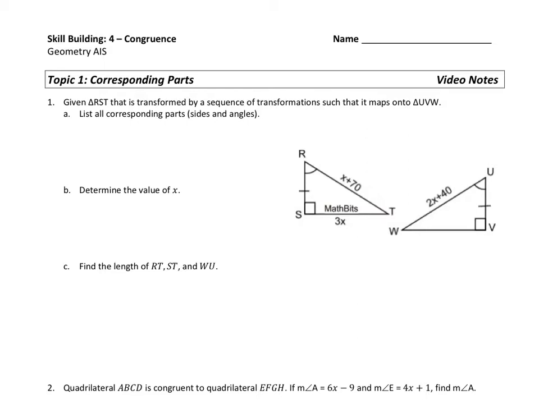This video will cover corresponding parts in the unit of congruence. Given triangle RST that is transformed by a sequence of transformations such that it maps onto triangle UVW. Part A is asking us to list all corresponding parts. The thing to remember about corresponding parts is it's the parts that match up.